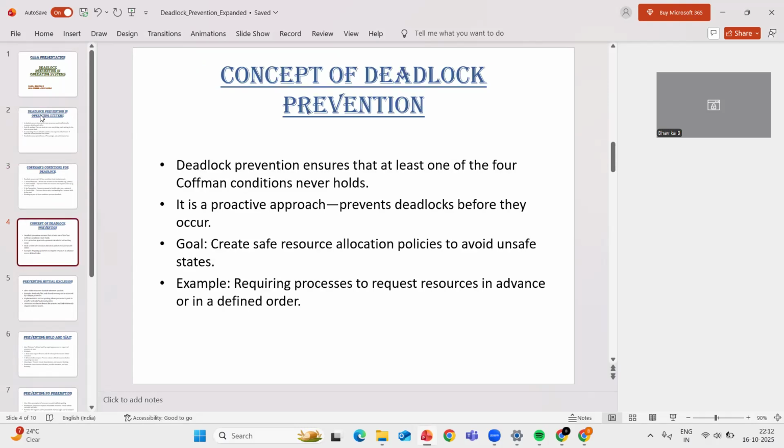The concept of deadlock prevention. Deadlock prevention means designing the system so that at least one of these four conditions never happens. It's a proactive approach. We don't wait for a deadlock to occur. Instead, we prevent it by controlling how resources are allocated. For example, you can control the order in which processes request resources or force them to request all resources in advance. The goal is to ensure that the system never enters an unsafe or circular waiting state.